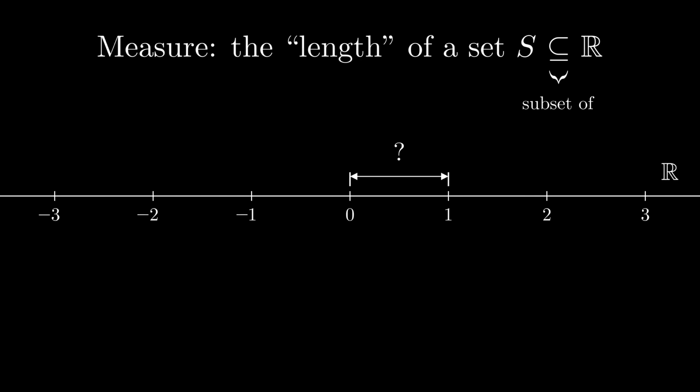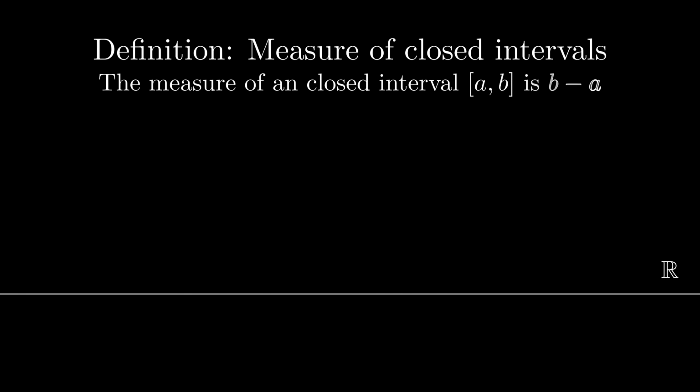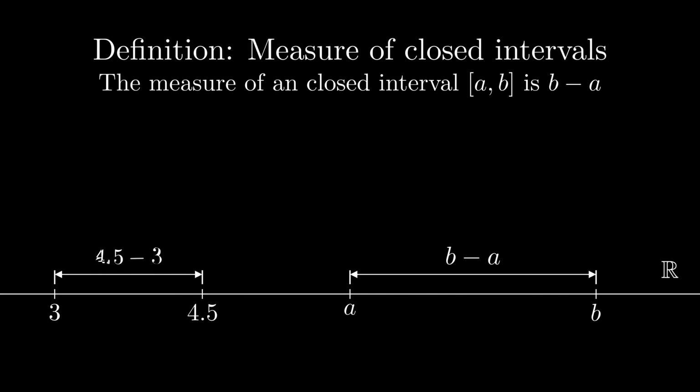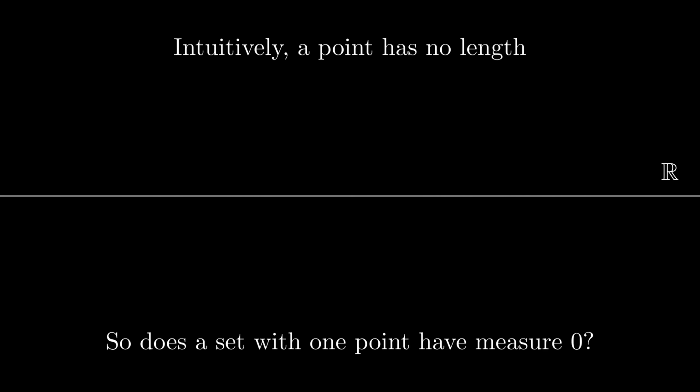For some sets, we have a good sense of what its measure should be. For example, the interval [0, 1] takes up 1 unit of space, so it makes sense that its measure is 1. For this video, we'll define the measure of the interval [a, b] to be b minus a. Basing off intuitions again, it makes sense that a set with only one point should have no length, or we can say it has measure 0. But to see whether this is true, we must first define what it means to have measure 0.